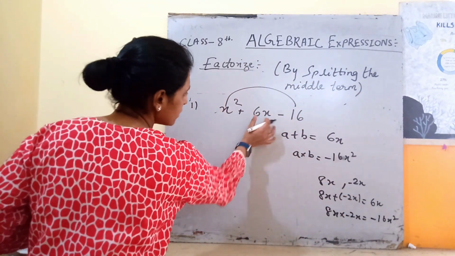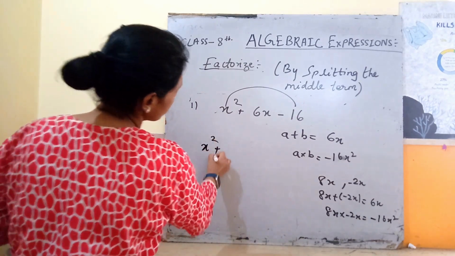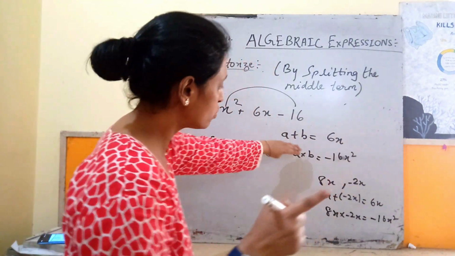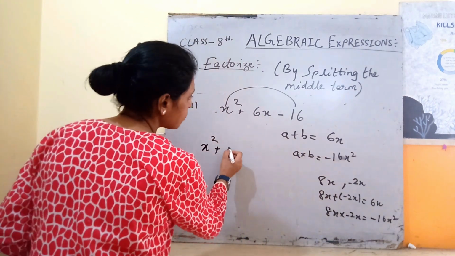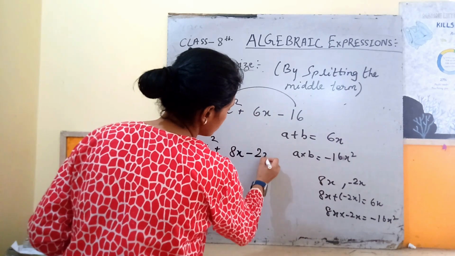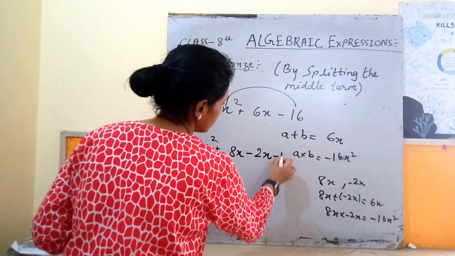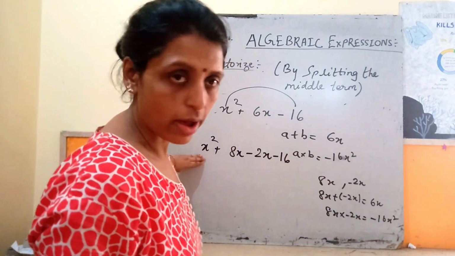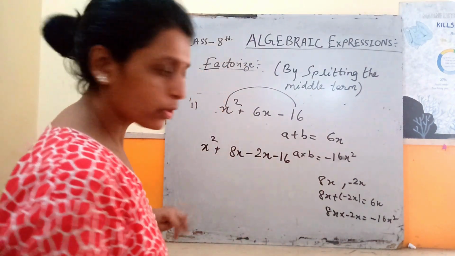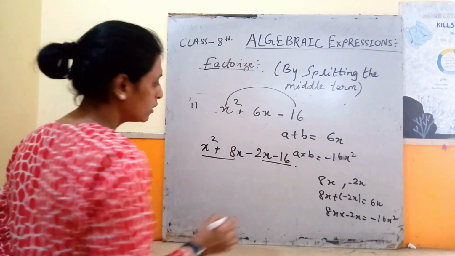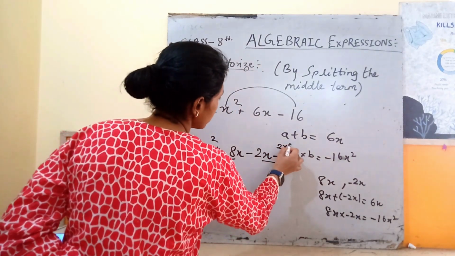So how to write this? Because we are splitting the middle term, in place of the middle term we have to write those factors. So it will be 8x, minus 2x, minus 16. Now children, we have got 4 terms in total. Now we can pair them, so we will get 2 pairs. 16 can be written as 2 into 8.